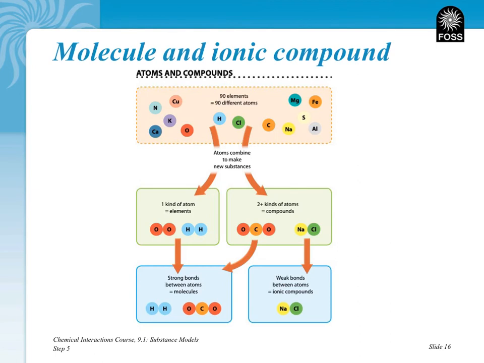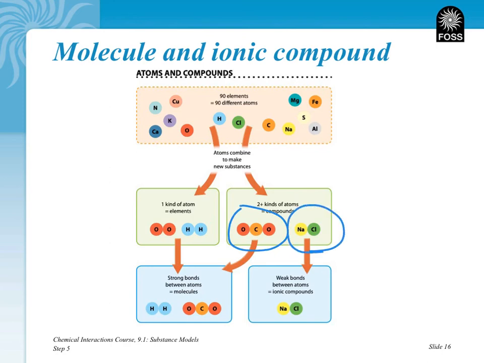A couple more things really quickly. One of the things that we talked about was there are 90 different elements and 90 different atoms, and these atoms combine to make new substances. If they're one kind of atom on their own, like oxygen and hydrogen that travel in pairs, that's one kind of atom known as an element. If you have 2 or more kinds of atoms together, 2 or more elements put together, those make up compounds like carbon dioxide. Carbon dioxide is here, and the NaCl, which is table salt.